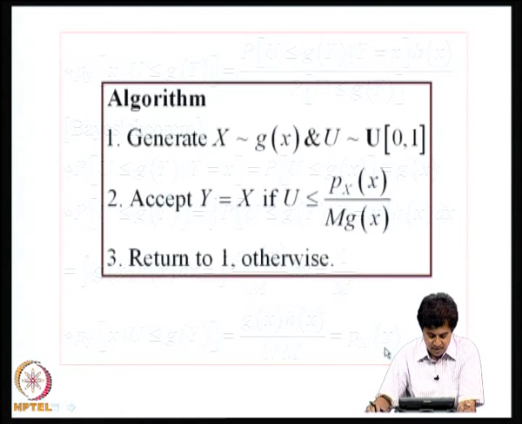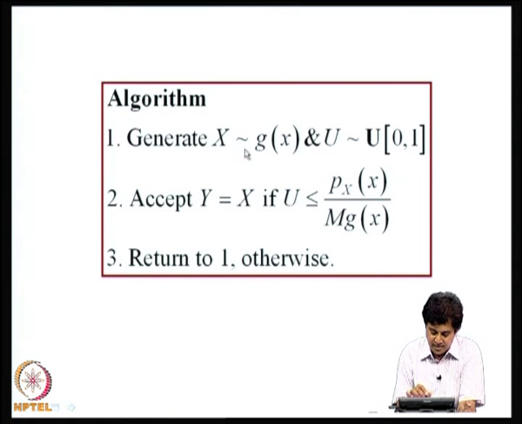So, the algorithm is: you generate y from h(y) and u from 0 to 1, and we accept y equal to x if u is less than or equal to p_x(x) divided by m g(x), or you go back and do this calculation again.